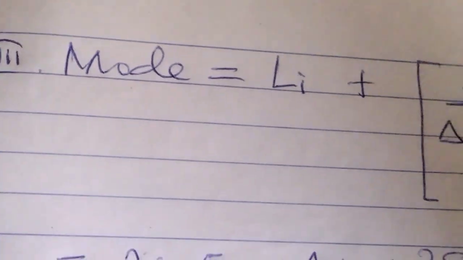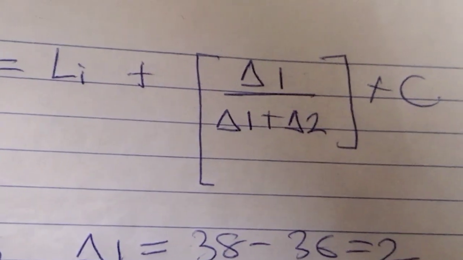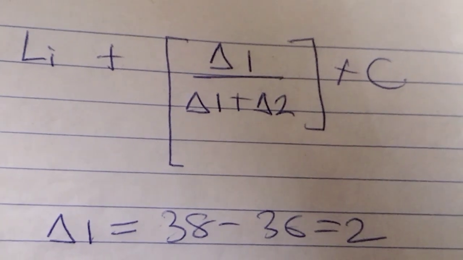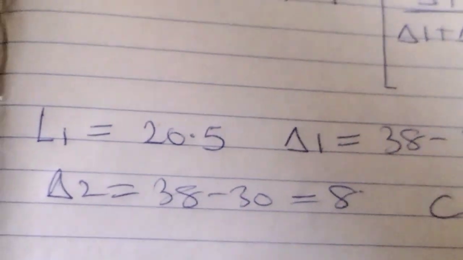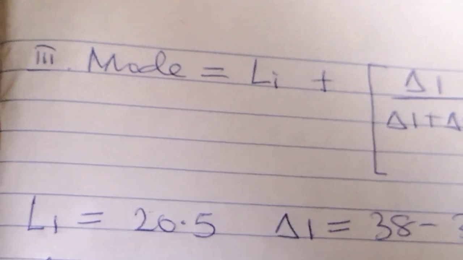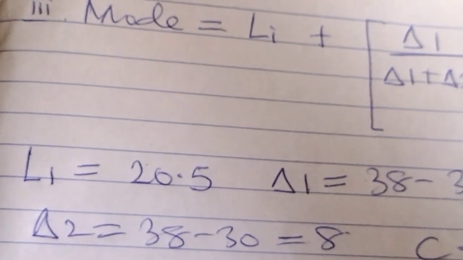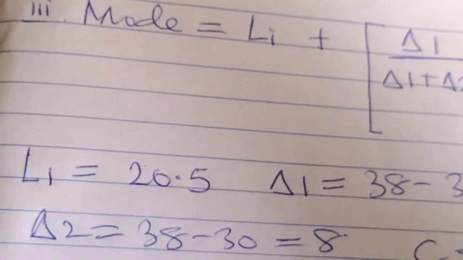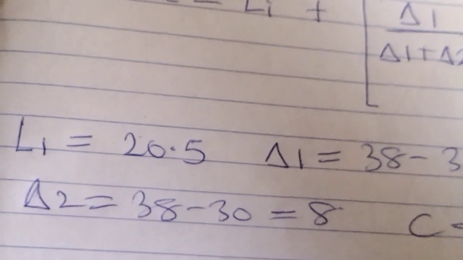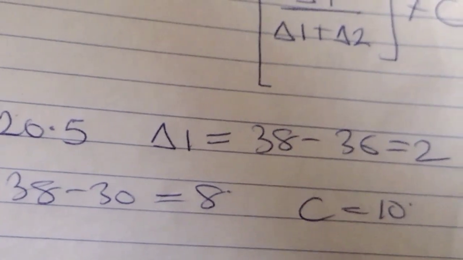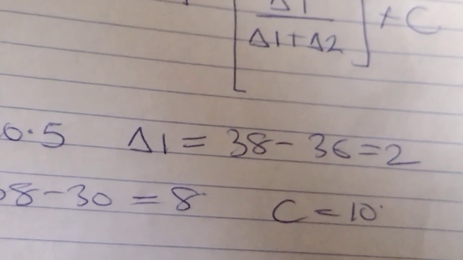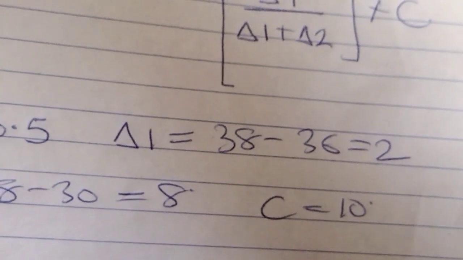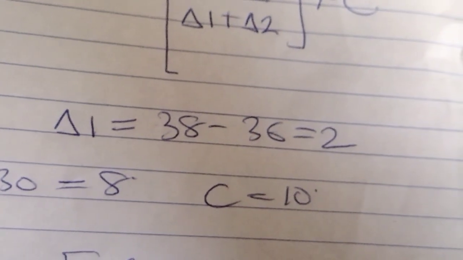Number 3 is the mode. The mode formula is L1 plus bracket delta 1 all over delta 1 plus delta 2 close bracket multiplied by C. So our L1 is 20.5, the lower boundary of the modal class. It happens that the modal class is the same as the median class from the table, as it has the highest frequency. Then our delta 1 is 38 minus 30, that is the frequency of the modal class minus the frequency of the class before the modal class. That is 38 minus 30.